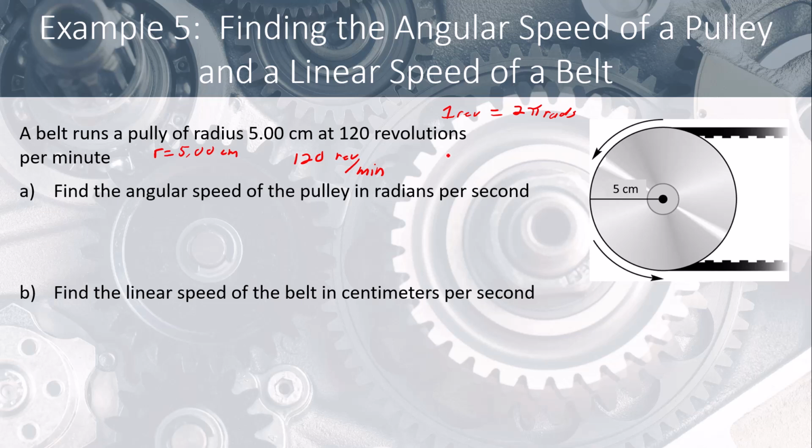If I do, I can divide 1 rev here and divide 1 rev here, and that will give you the statement that 1 is equal to 2 pi radians over 1 revolution. I could play the exact same game with minutes and seconds. I know that 1 minute equals 60 seconds. I can divide both sides by 60 seconds.